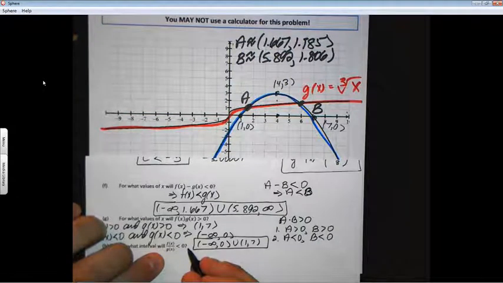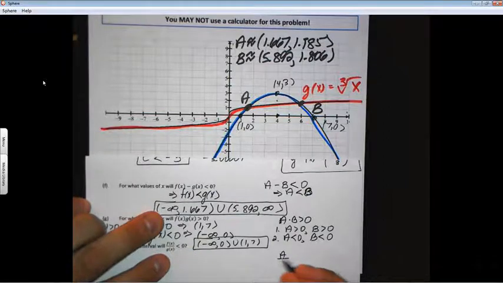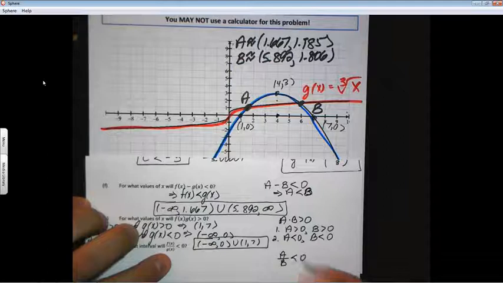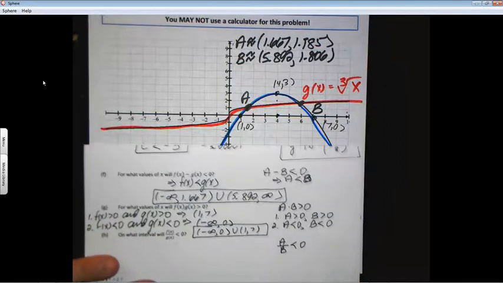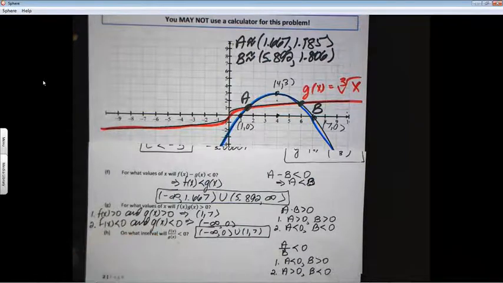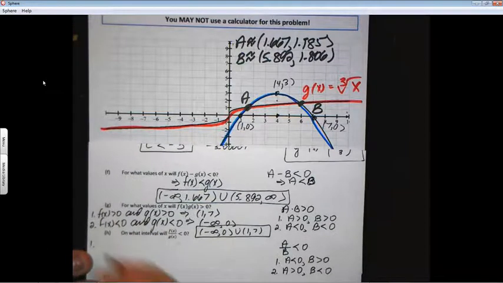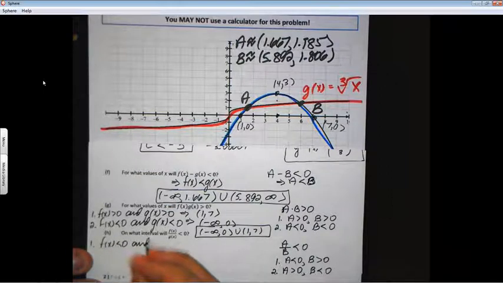Okay, not bad. Last one, H. On what interval will f of x divided by g of x be less than 0? Again, we can go over here on the side. If we have two numbers being divided and the answer is negative, then that means two things. A is less than 0, the numerator, and b is greater than 0, or the reverse. A is greater than 0, and b is less than 0.